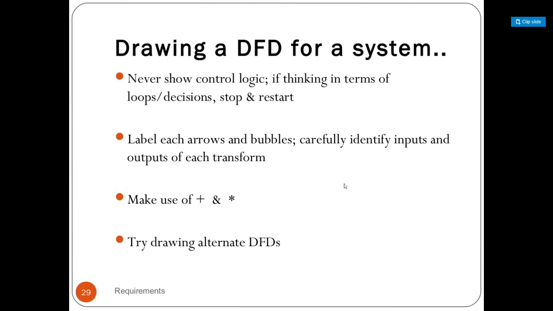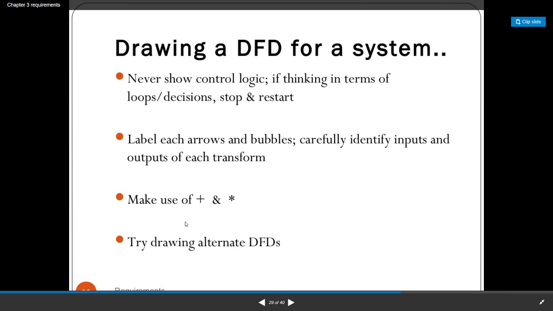When drawing a DFD for a system, you cannot show the control logic, where the control goes. This is just the data flow diagram. You are only saying where the data goes and not the control. So loops, decisions, start, stop, everything does not occur in this. You label arrows and bubbles carefully, identify the inputs and outputs, and make use of a plus and star, which are not used in any of the other diagrams or graphs you are using.